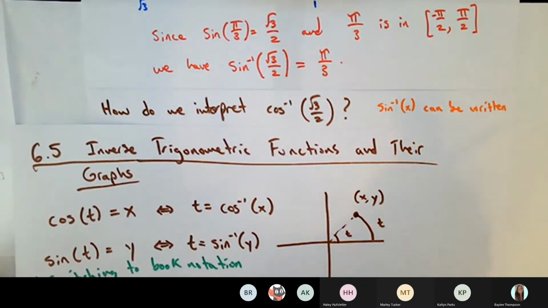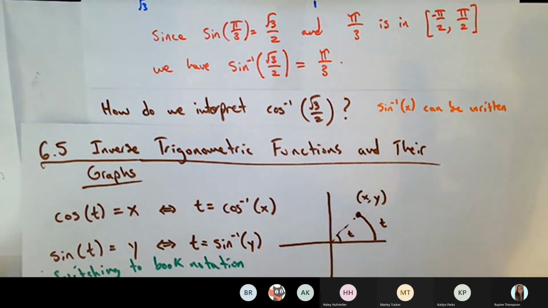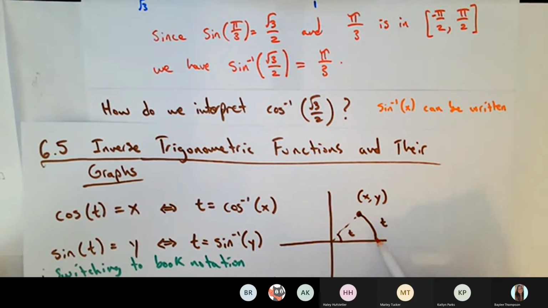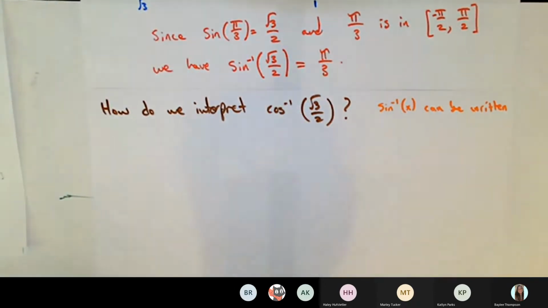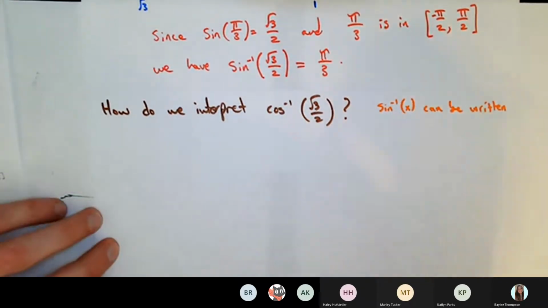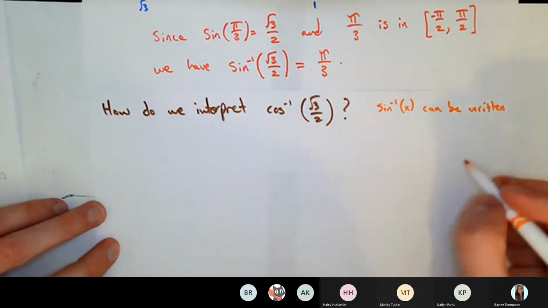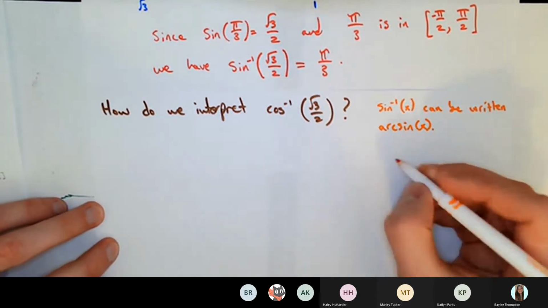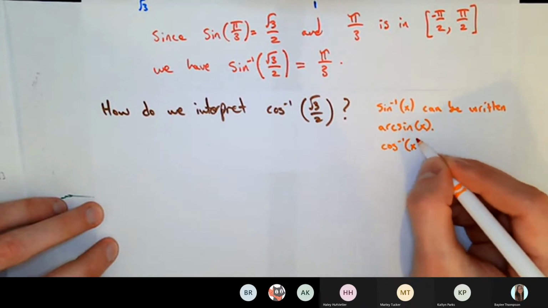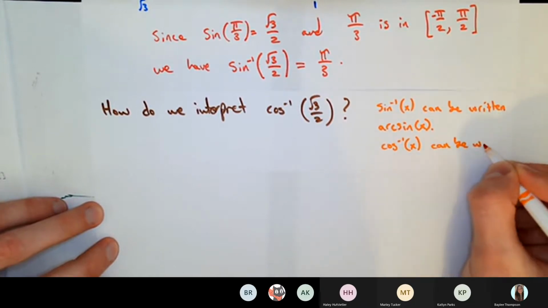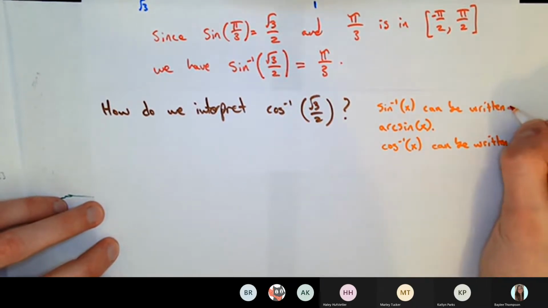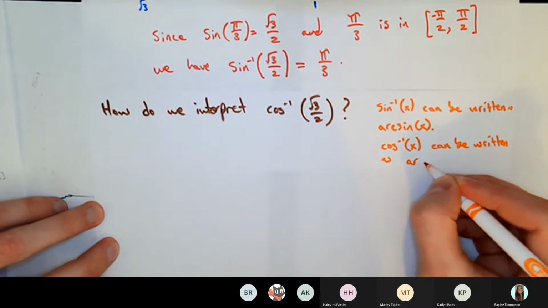They said that the inverse functions are outputting an arc on the unit circle, right? They're outputting an angle, but on the unit circle, the angle is equal to the arc. So they didn't call them sine inverse and cosine inverse and tangent inverse. They called them arc functions. So sine inverse of x can be written as arc sine of x. And similarly, cosine inverse can be written as arc cosine.